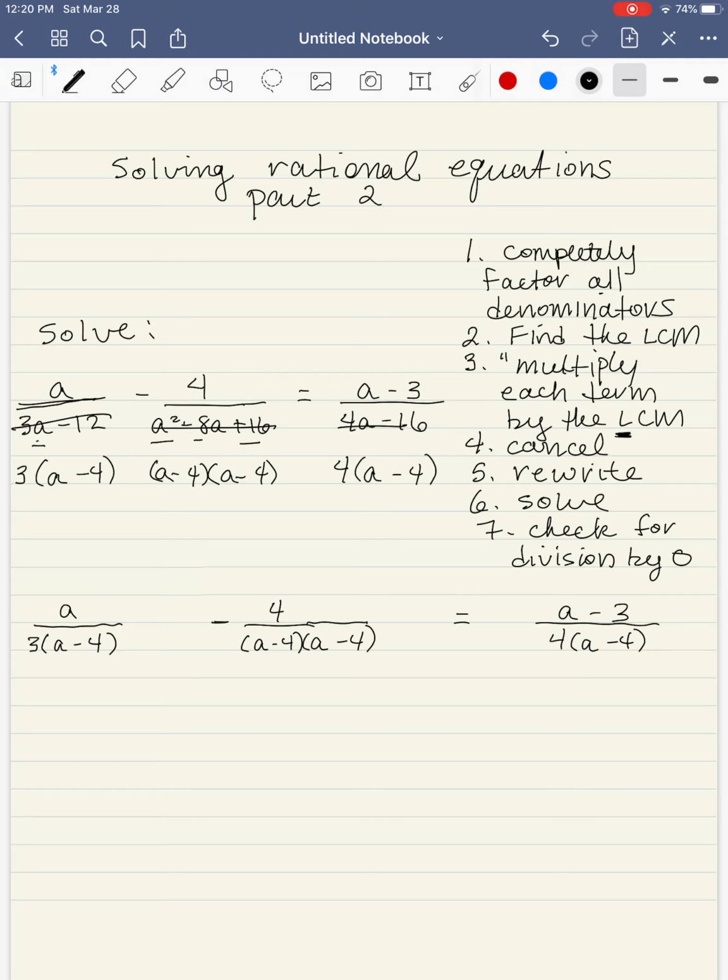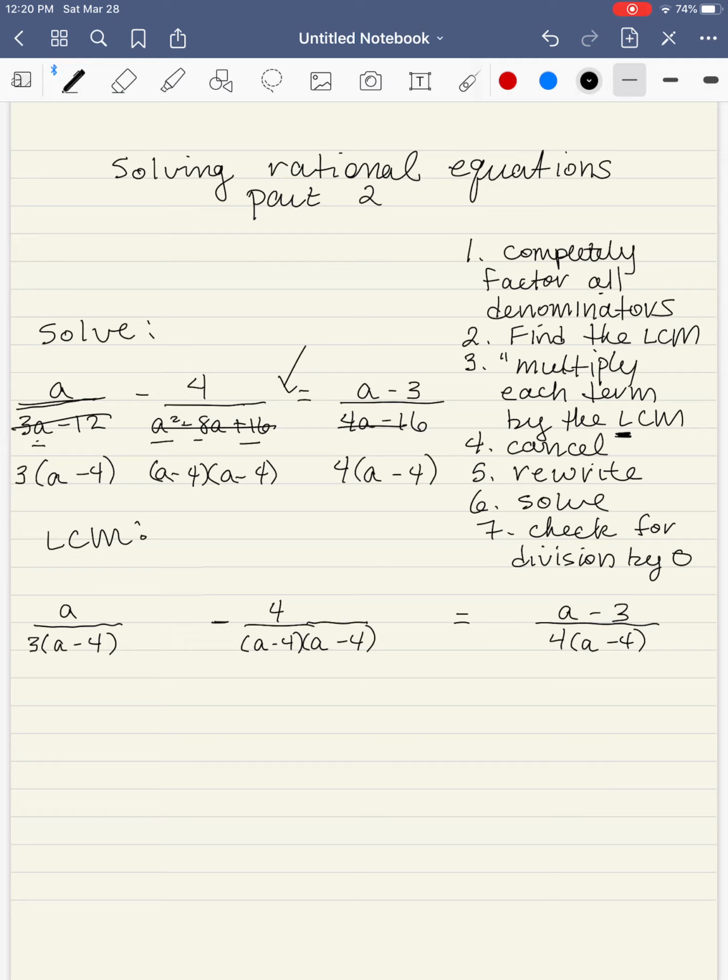And again, that's not algebraically necessary. I'm just doing this so that it's easy to see what's happening. So all I have done from here to here is factor each denominator. They're completely factored. Now my next step is going to be to find the LCM.